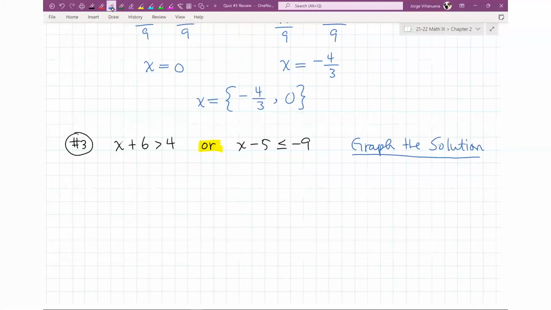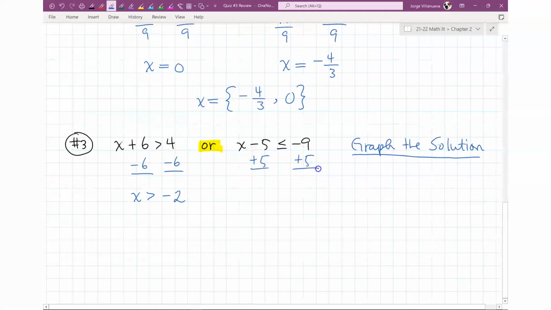So for the first one, we'll subtract 6 on both sides. So I get x greater than negative 2. So there's one answer. For the other one, what do I do to get x by itself? Add 5, thank you. So plus 5. Okay, so x is less than or equal to negative 4. Okay, so all I have to do now is draw a graph.